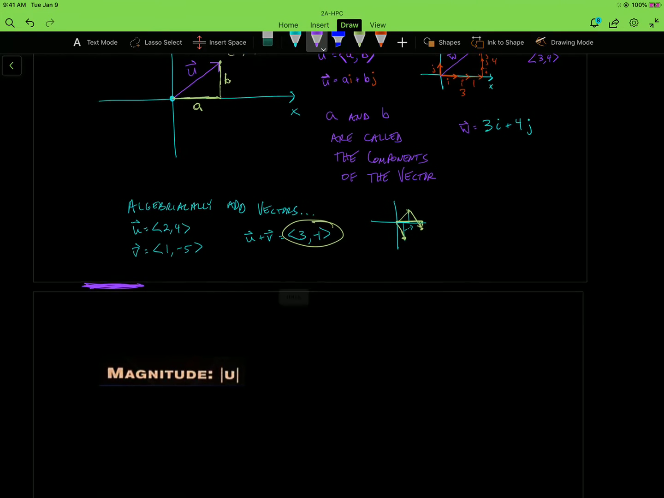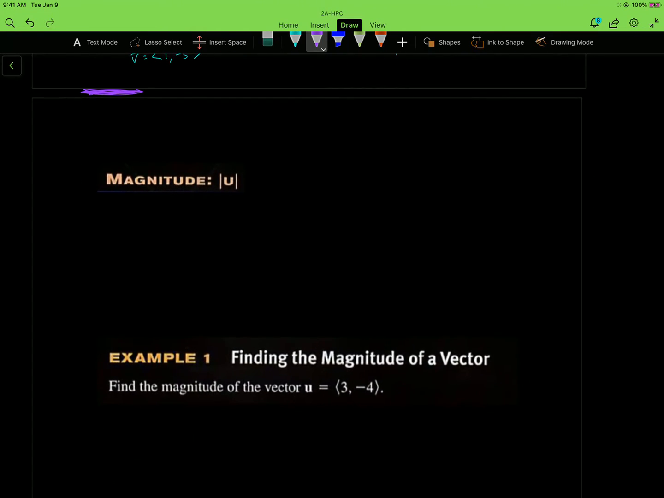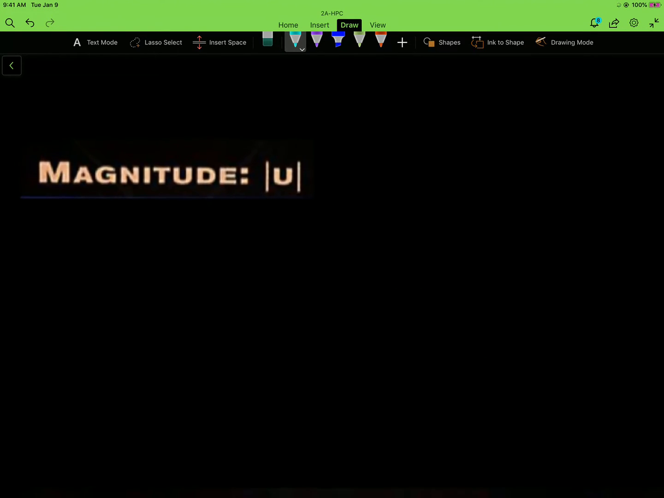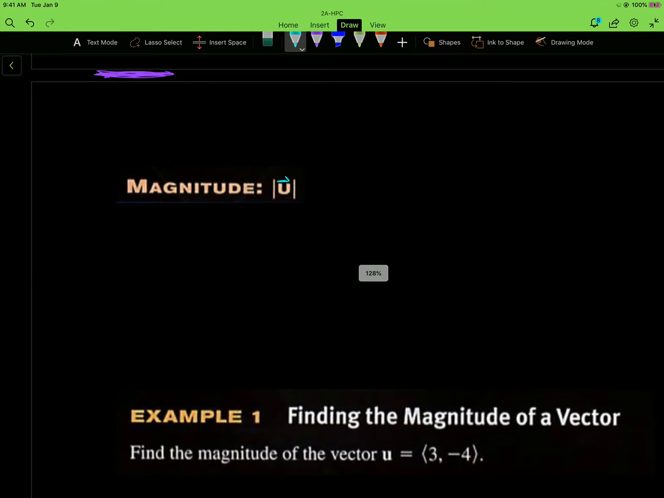All right, so we're going to finish up our notes from class today. So we're talking about algebraically now. We did look at some geometric representation of vectors. We know the magnitude of a vector has to do with how long we draw it. So now, how do we find the magnitude of a vector algebraically?